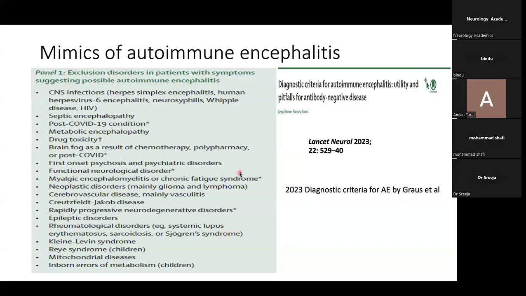neurodegenerative disorder, and epileptic disorder, because autoimmune encephalitis presents with three main characteristic features: seizure, movement disorder, and neuropsychiatric behavior. Also rheumatological disorders like SLE, Sjogren's, sarcoidosis, and Klein-Levin syndrome, Reye's syndrome, mitochondrial disease, and inborn errors of metabolism in children.